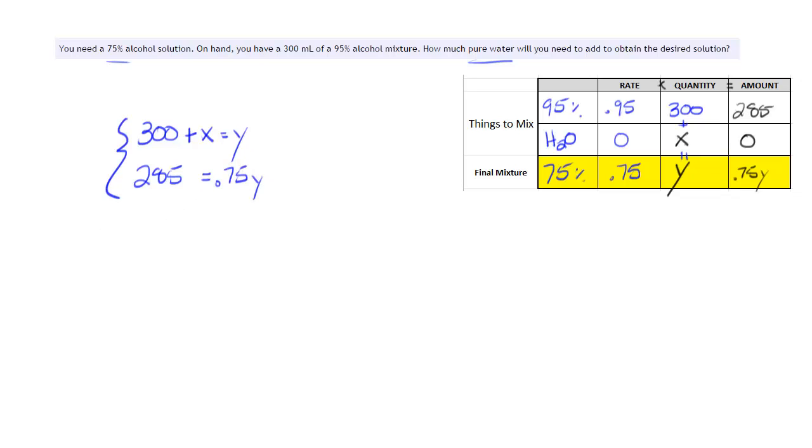And again, our variable X doesn't appear in the second equation because it's contributing no alcohol to this. In fact, just a quick hint, I would definitely solve this system by first solving this second equation for Y. All you have to do is divide by 0.75 to figure out what Y is, and then just go backwards and figure out what X is.